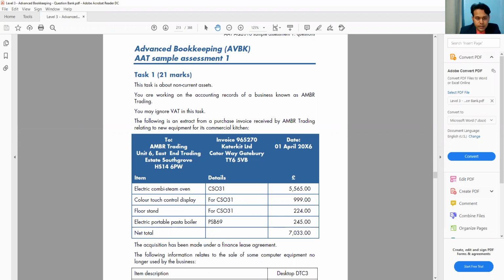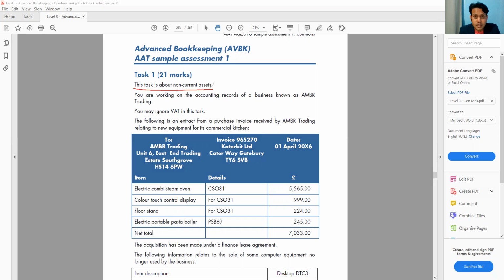In task number one, we can see we have 21 marks, and this question is from non-current assets. The question is saying here, this task is about non-current assets. Of course, non-current assets are one of the big areas from this advanced bookkeeping paper, and especially the non-current asset register. So from this chapter, we're going to see how we record if we buy a non-current asset. You have already seen this in our chapters when you revised the books.